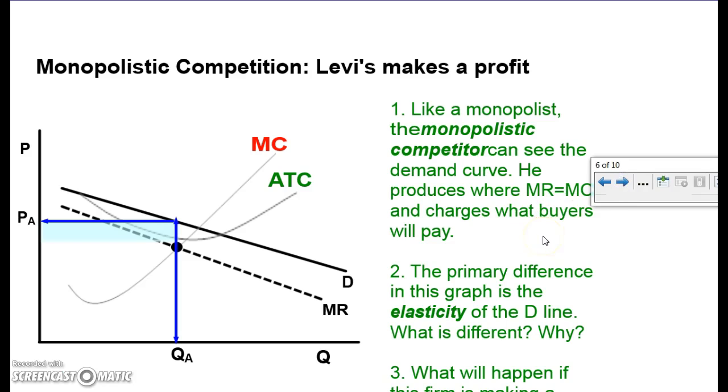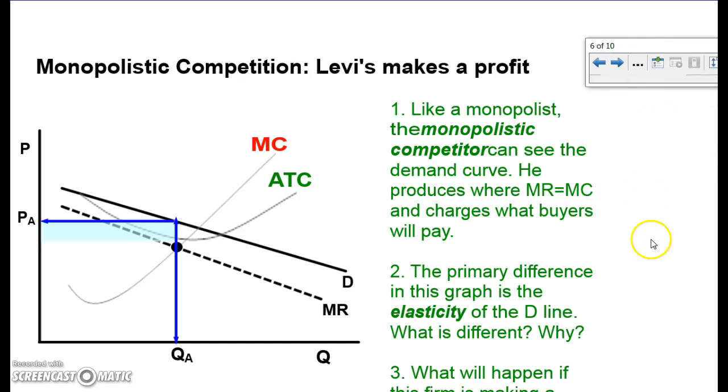Okay, now we're going to move on and spend a little bit of time on monopolistic competition. So monopolistic competition, the graph looks very much like the monopolist graph, the biggest difference being that the demand and MR curves are much flatter, right? They're much more elastic. So as it says here, the monopolistic competitor can see the demand curve, and he produces where MR equals MC, same thing, and charges what buyers will be willing and able to pay.